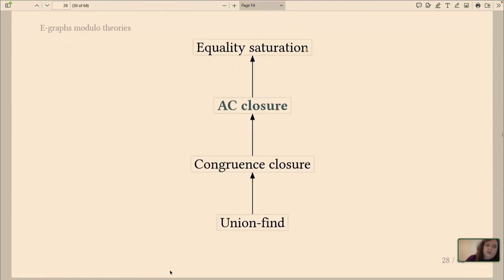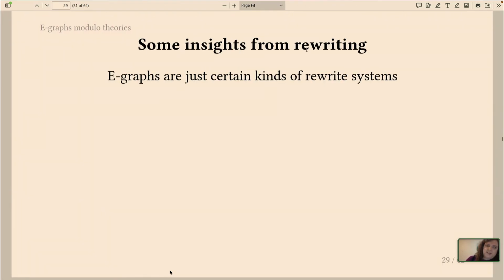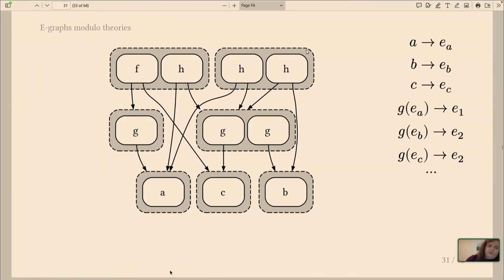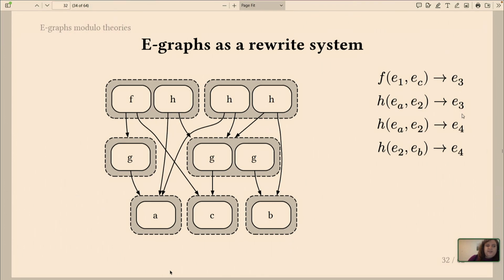And the way that AC closure works, well, we look to rewriting systems. If we think of an E-graph, we can think of it as a rewriting system, just as has been pointed out in previous talks. G applied to EA gives us E1, if we call this class E1 and this class EA. You can read all these things off the graph, and there's a bunch of more complicated ones. And you see that, for example, H of EA and E2 rewrites to E3, but it also rewrites to E4, right?